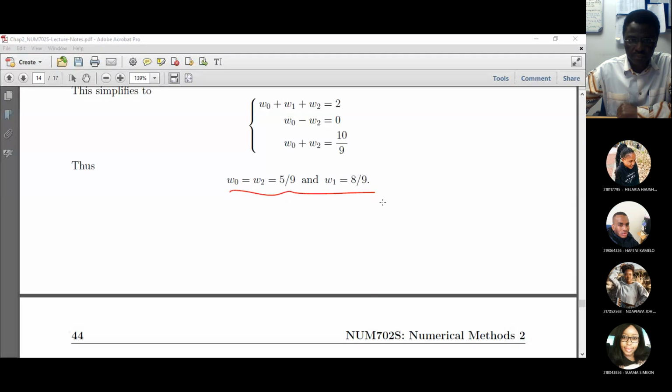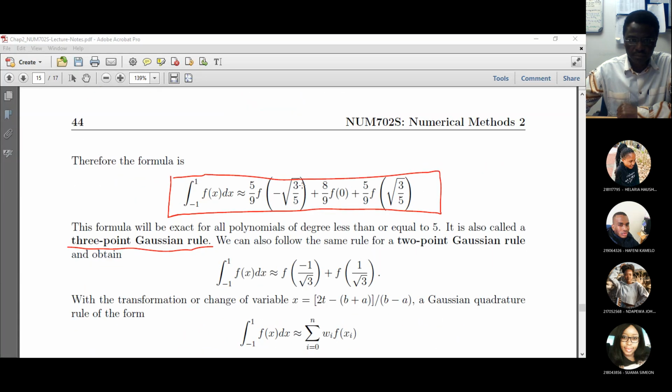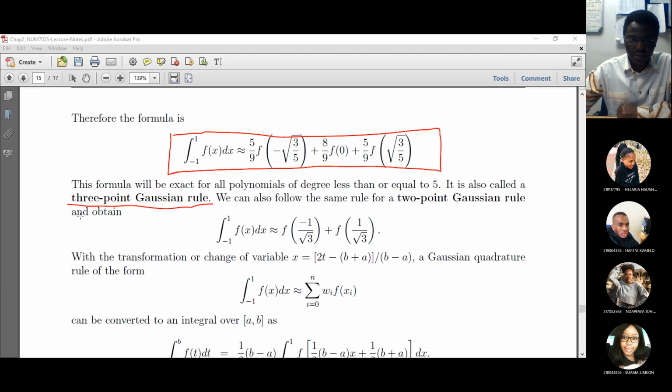Now let us go back to our notes. So this is the rule. It's called the 3-point rule because we have 1, 2, 3. So it's 3 points. But the 3-point rule that we have computed here, we assume that we are integrating f from -1 to 1. But that can be generalized to an arbitrary interval [a, b], and that's what we will do.